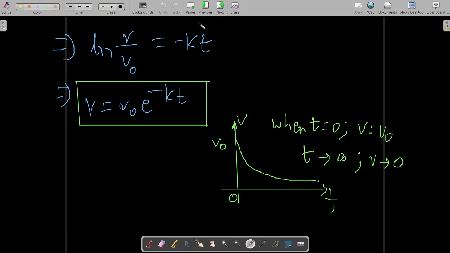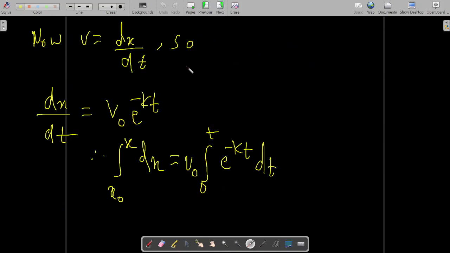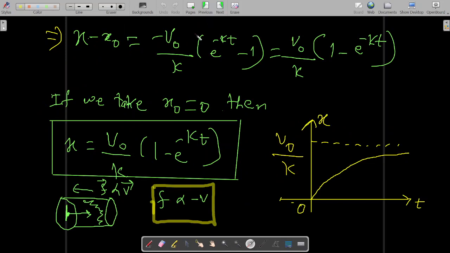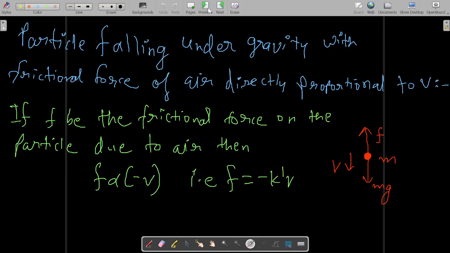But we have successfully derived the expression for velocity at any time t and displacement at any time t for an object which is moving under a resistive force proportional to v. So these are the expressions for velocity and displacement.